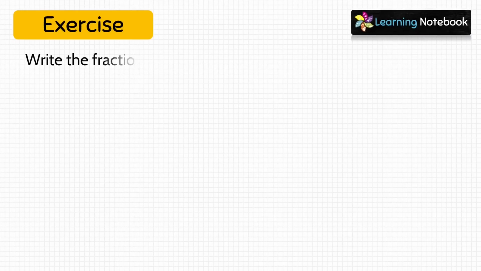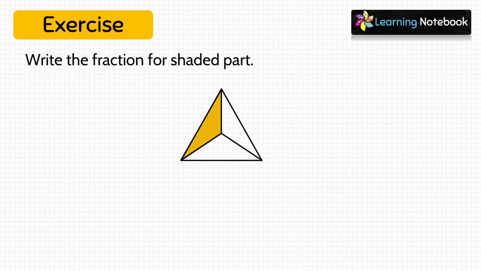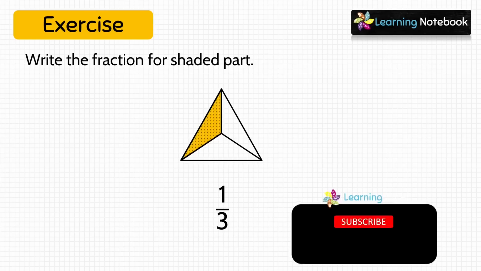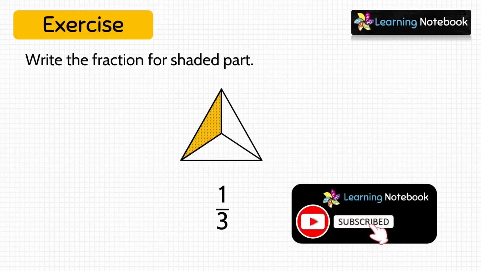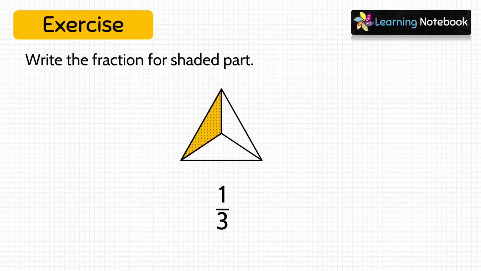Now let's do some related exercise. Write the fraction for shaded part. Look at this triangle. It is divided into 3 equal parts. So denominator would be 3. And shaded part is 1. So numerator would be 1. Therefore, the fraction for the shaded part is 1 by 3.